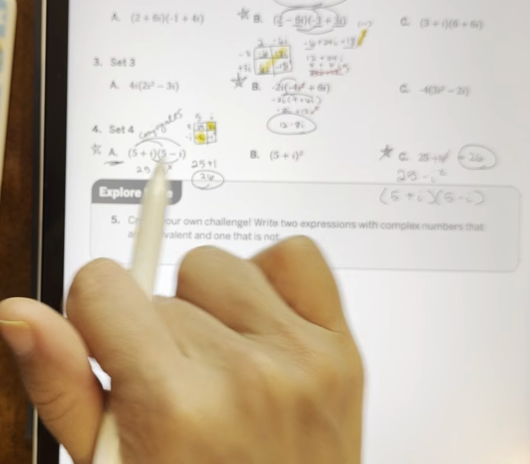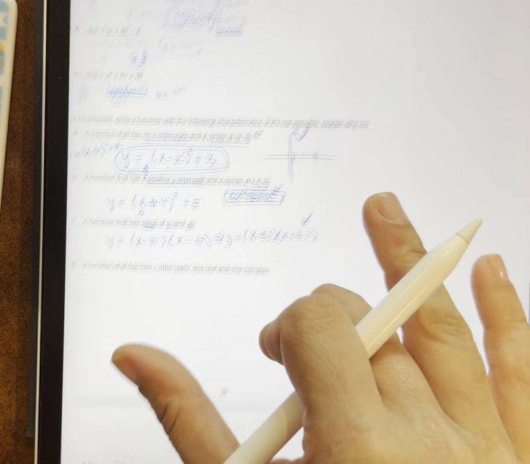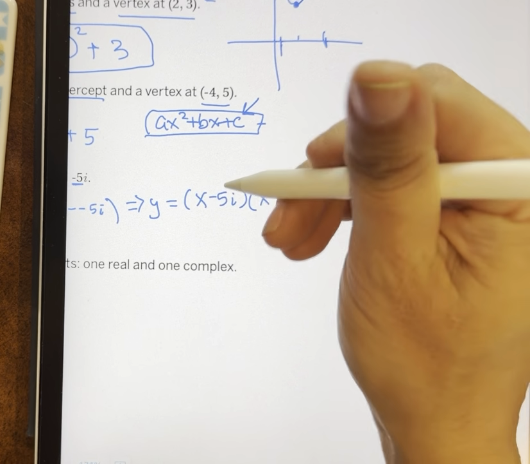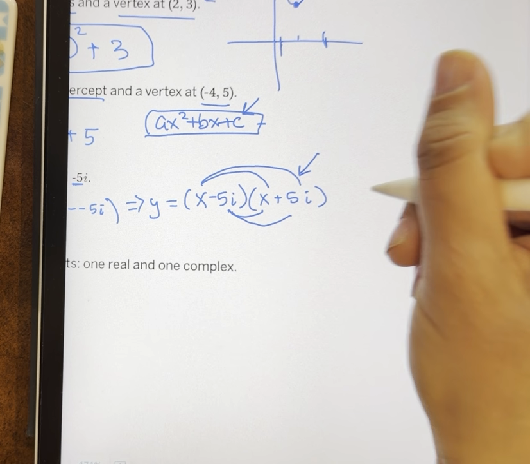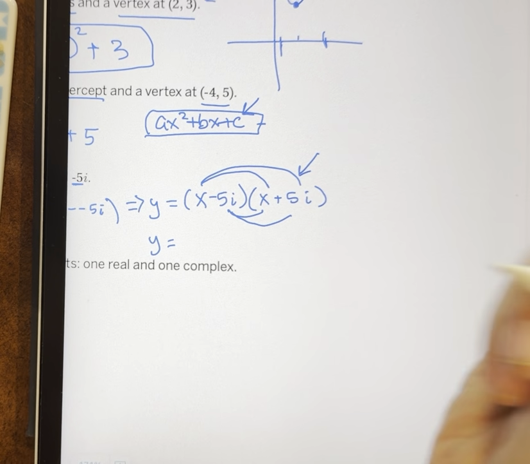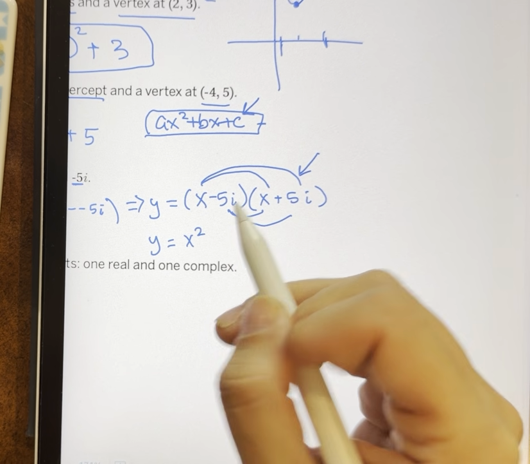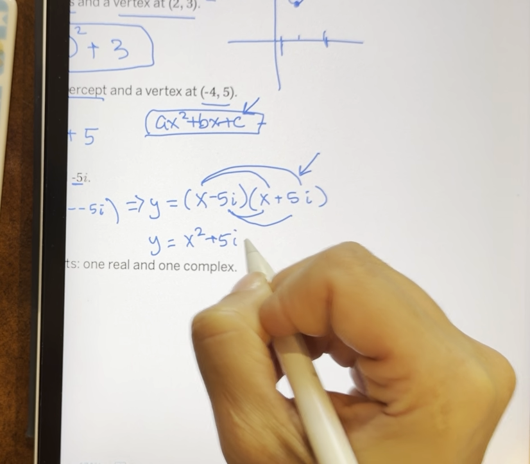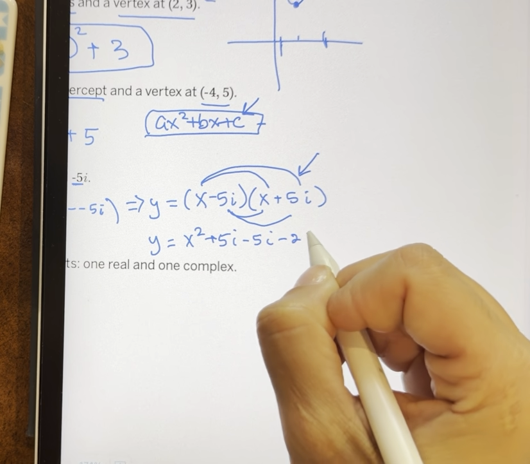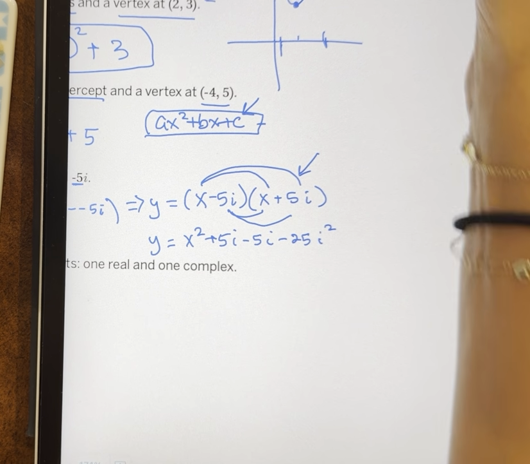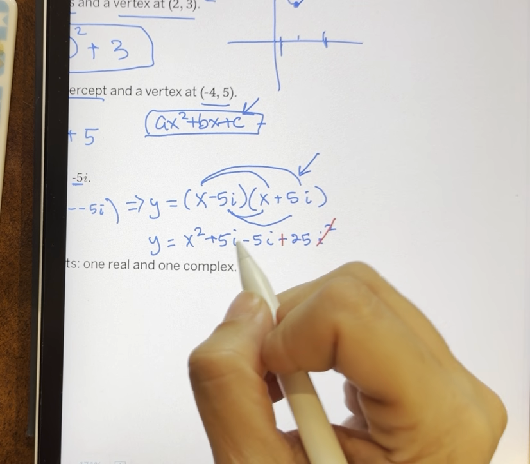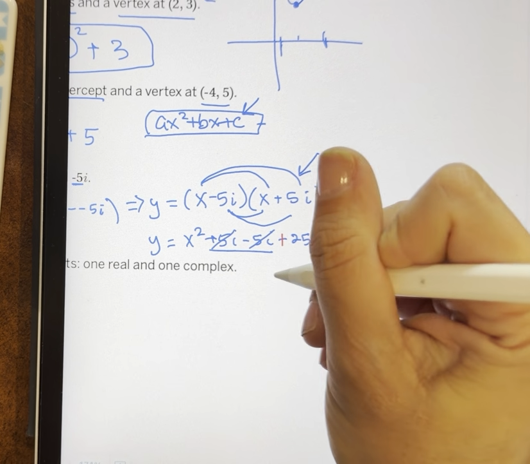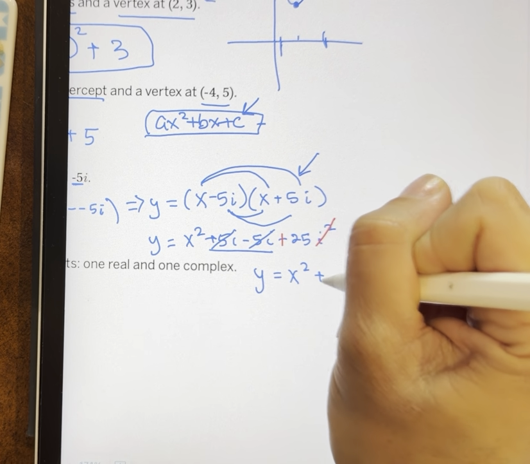Oh no, it's not the same. It's not the same. So close. Fine, I'll do it. Multiply it out. X times 5i, negative 5i times x, and negative 5i times positive 5i. That's x squared plus 5i minus 5i minus 25i squared. The i squared goes away, but first turns that positive. And these two knock each other out. So we have y equals x squared plus 25.